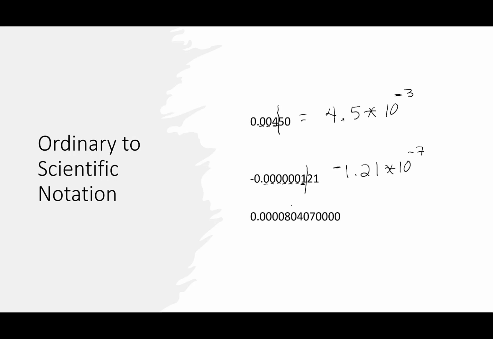Okay, one more. I have 0.00008, so I'm going to draw the line right after the 8. So I'm going to say this is 8.0407. So I use the zeros that are trapped between the other numbers, and I drop all the ones that are not trapped between other non-zero numbers. And then I'm going to count 1, 2, 3, 4, 5. So I'm going to say times 10 to the negative 5.